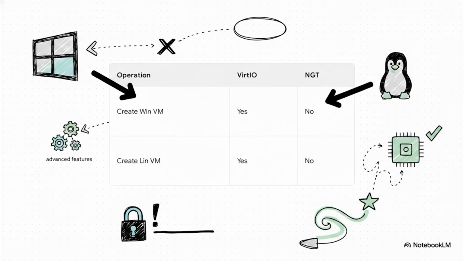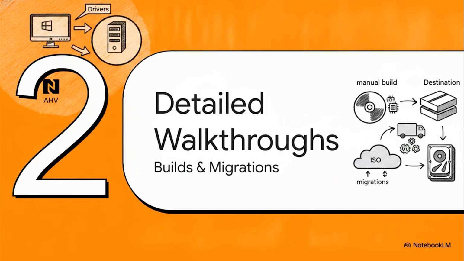Contrast that with Linux, where VirtIO's support is already baked into the Linux kernel and enabled by default. So definitely memorize this distinction. NGT is optional for advanced features, VirtIO is mandatory for Windows survival on AHV. Section 2. Detailed walkthroughs, manual builds, and Move migrations.